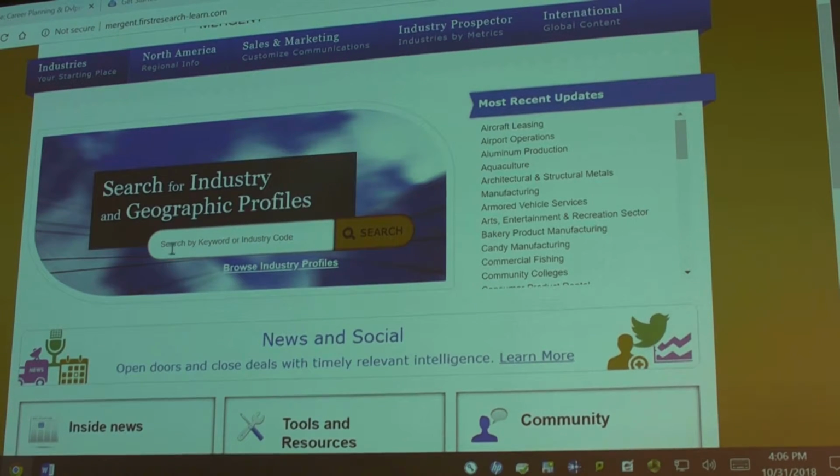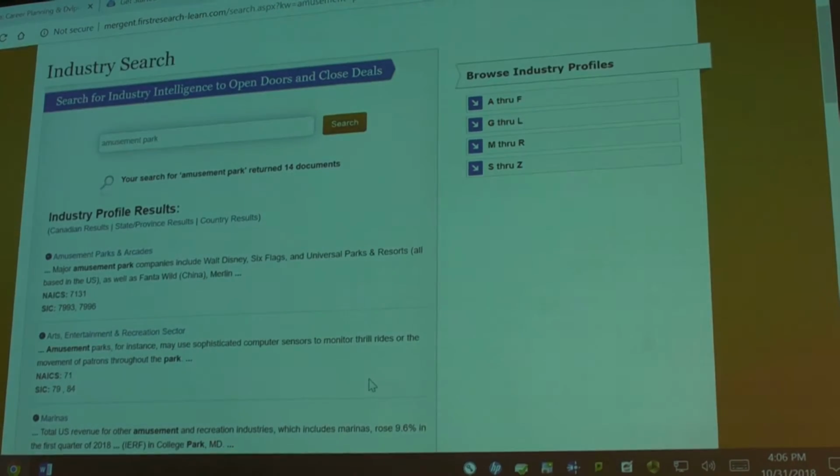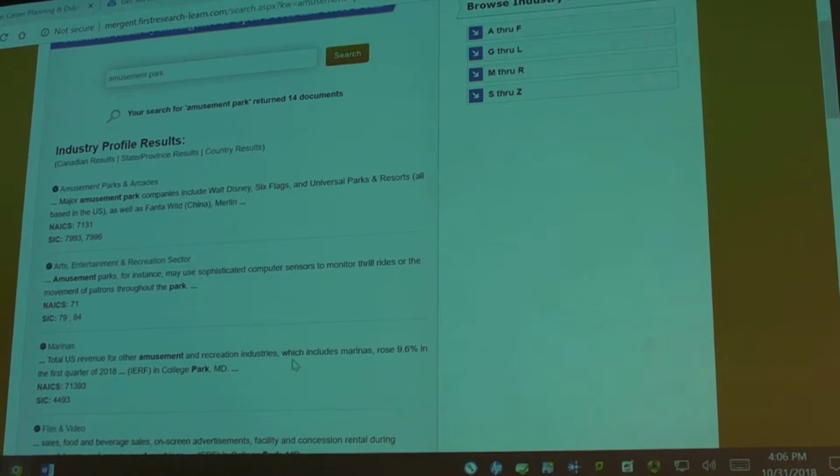So to help you in that search, you can come in here and just type amusement park in that search box, and then click on search. It's going to bring up all the reports in here that have some kind of mention of amusement parks. Let's look at the first one, amusement parks and arcades.